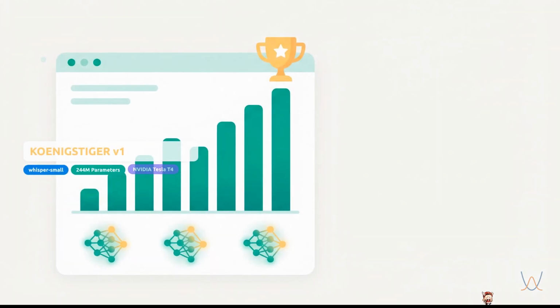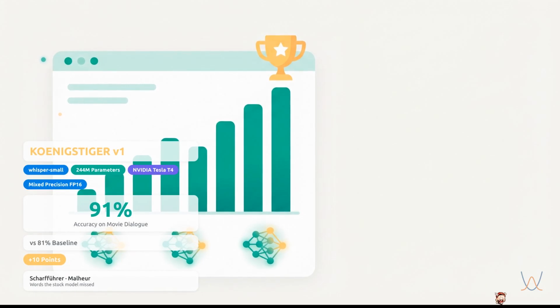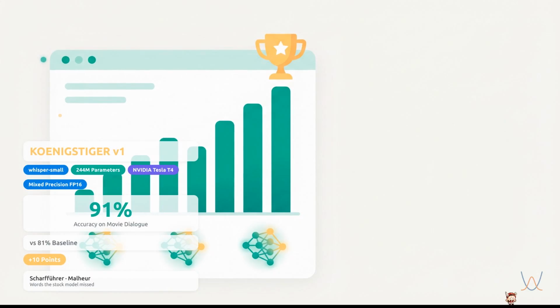And here's the result. Koenigstiger version 1, fine-tuned from Whisper Small, 244 million parameters, trained on a Tesla T4 with mixed precision. After 2 shards of Common Voice German, it hit 91% accuracy on movie dialogue, identifying words like Scharführer and Malheur that the stock model missed. A 10-point jump from 81%.